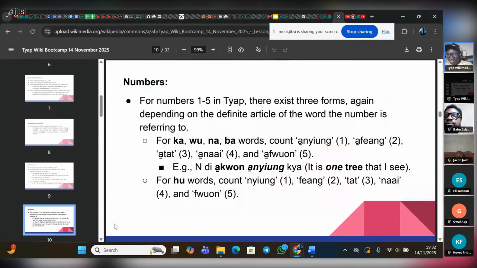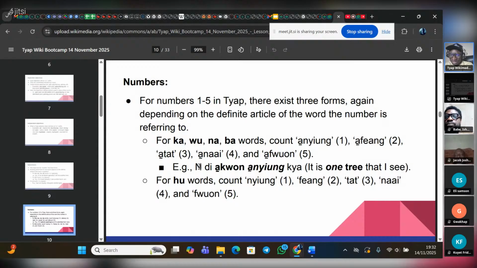We also have a similar situation for numbers. For numbers 1 to 5 in Tiap, there exist three forms. Again, it depends on the definite article of the word the number is referring to. If the word belongs to the ka, wu, na, ba definite article group, we count a new, a fair, a tat, a nine, a phone.